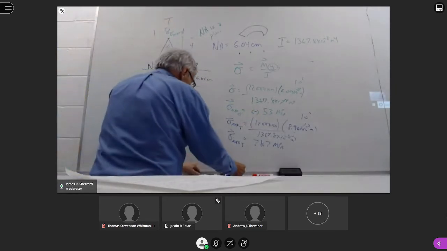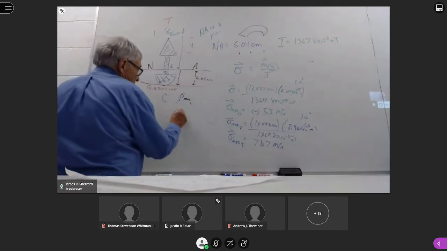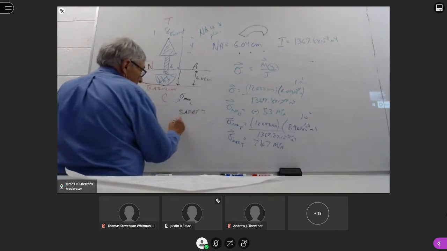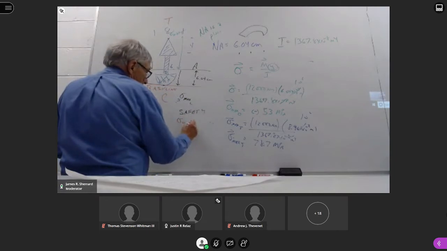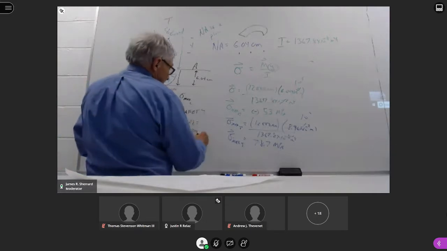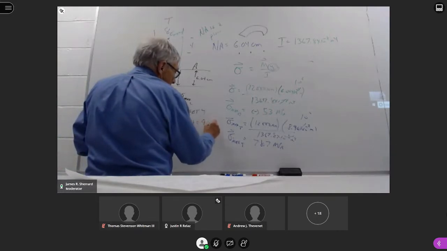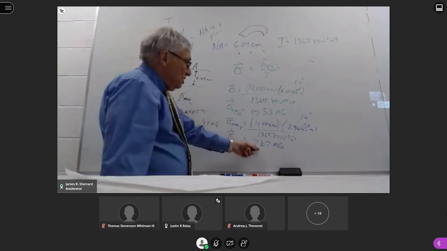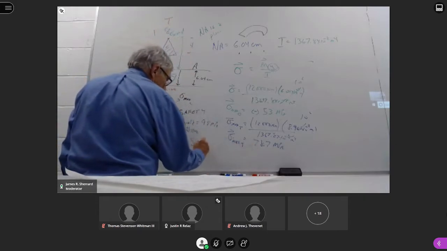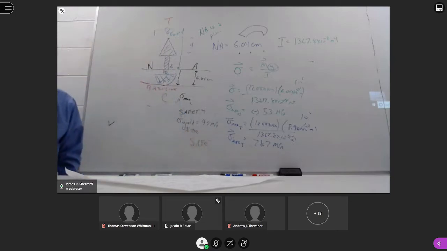So we can immediately do our safety analysis. Sigma yield for my aluminum 1100 was 95 megapascals. This is a maximum value that's below, so my system is safe. Any questions on what we've done so far with that?